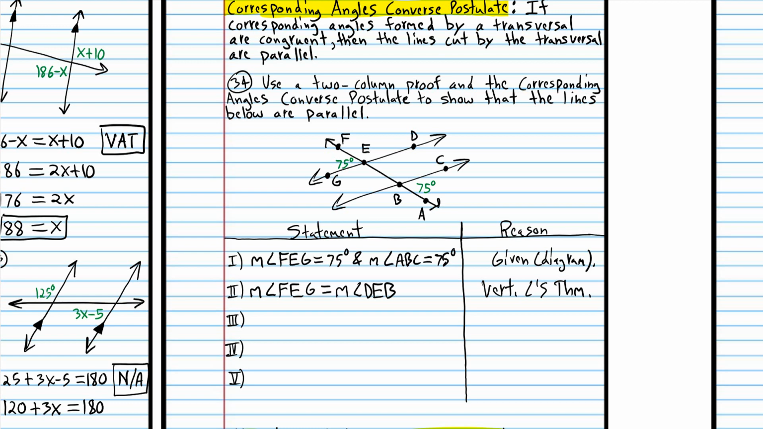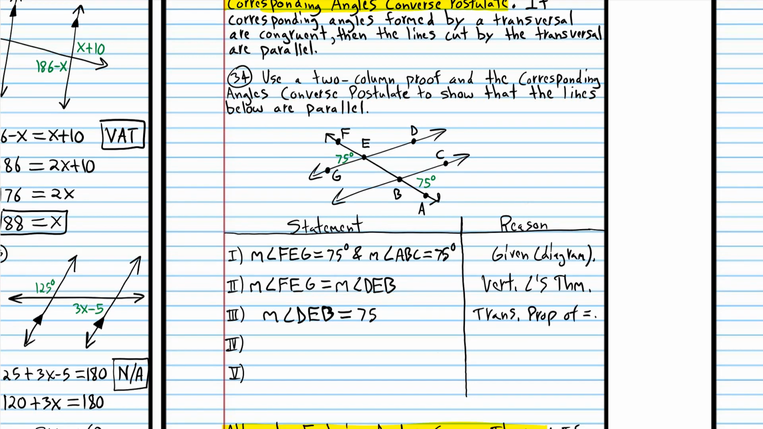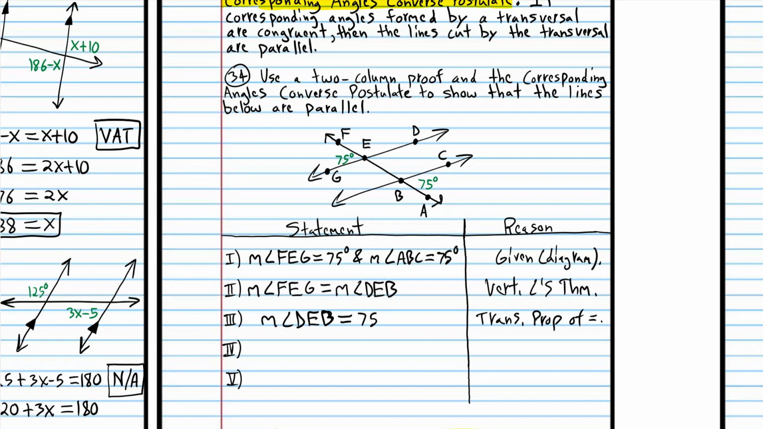So notice here, FEG is 75, right? And FEG is DEB. So 75 and DEB are both equal to the same number. So that means they're equal to themselves. So the measure of angle DEB is equal to 75 by the transitive property of equality. So we now know that this angle, DEB, is equal to 75 degrees.